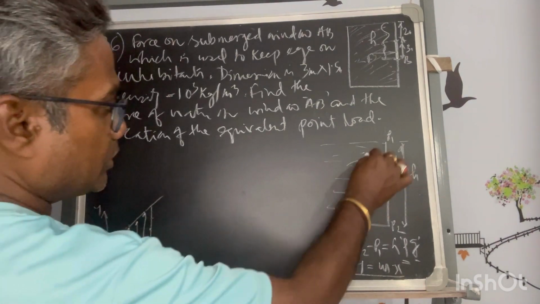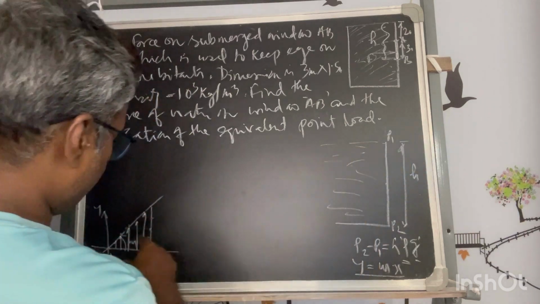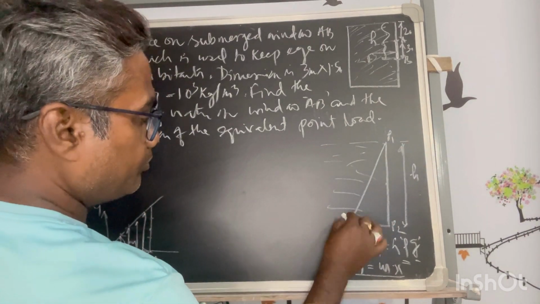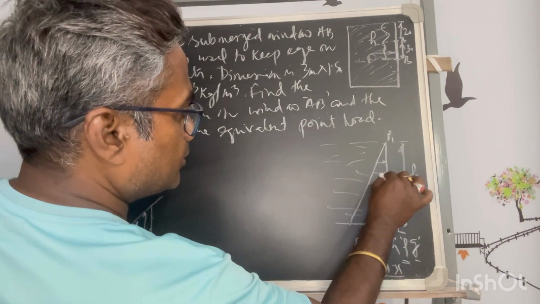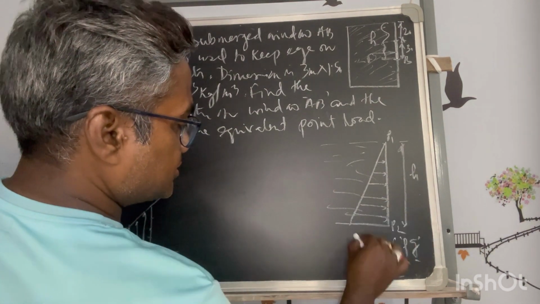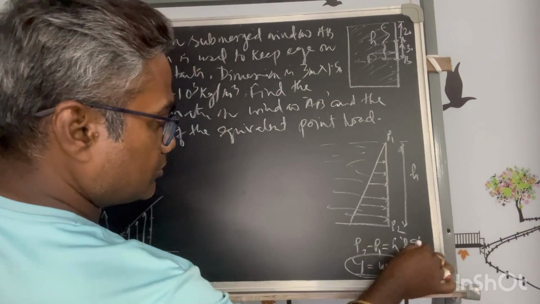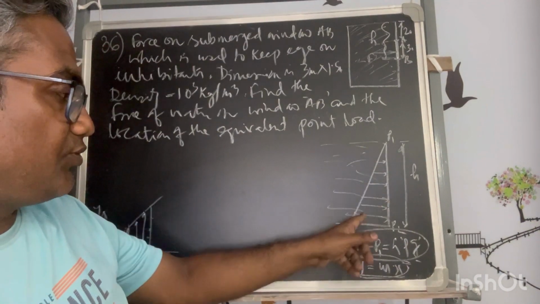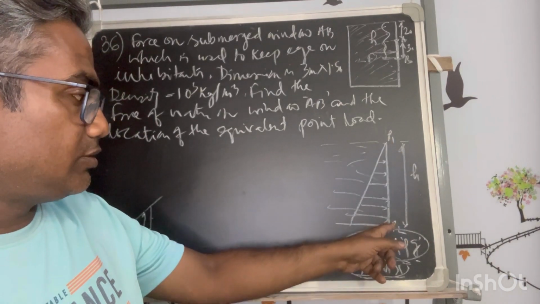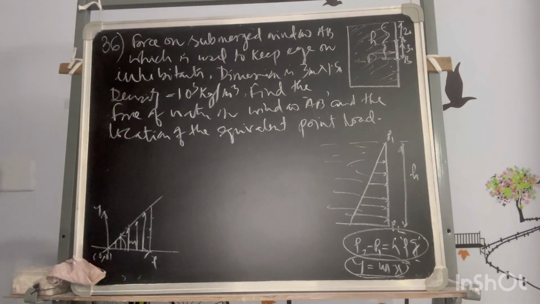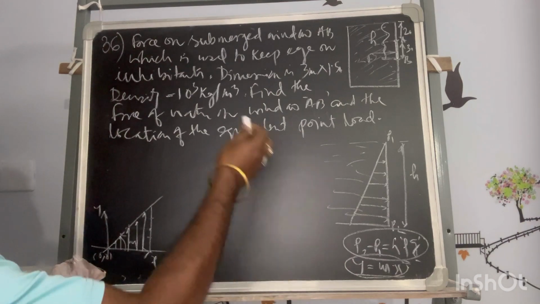So here what are we varying? H, we are varying X, and what are we getting? P. P is increasing, and this is increasing with a linear equation. So this is uniformly increasing from 0 to the highest depth of the fluid column. In this case it is the water column.